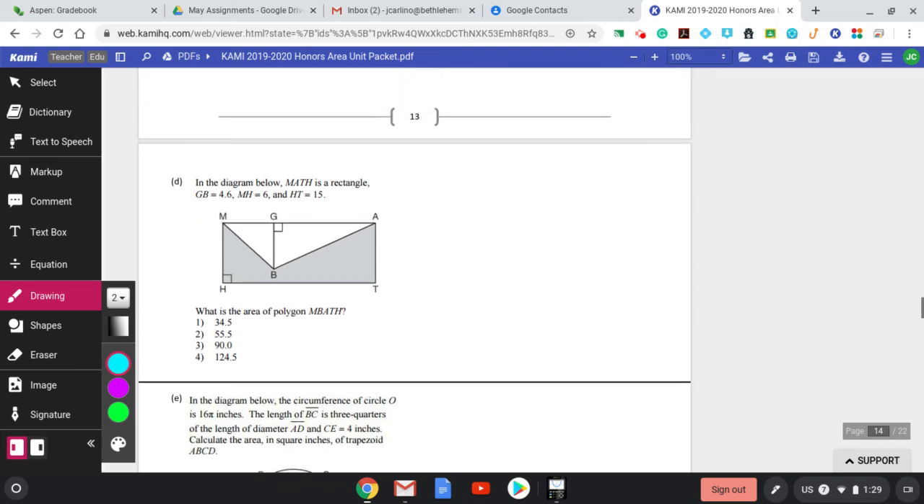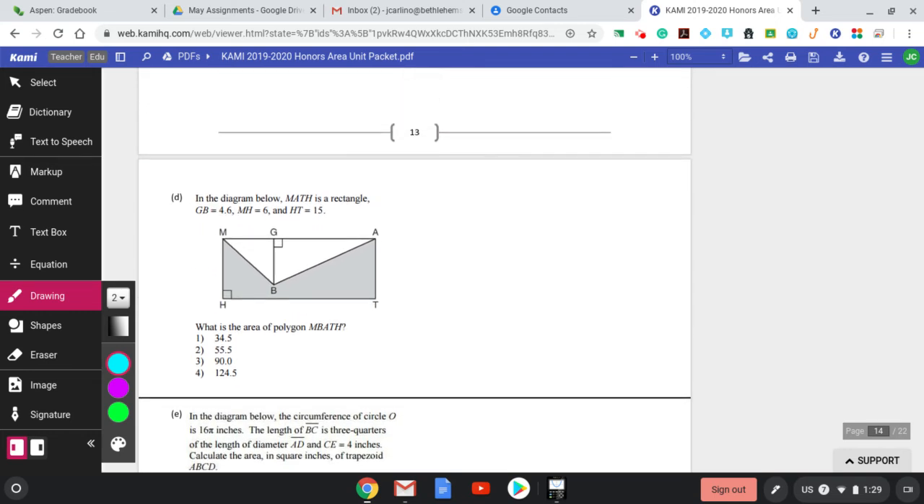D now. Now I'm looking for the area of that shaded region. It's telling me that MATH is a rectangle, and they're giving me some other values, which I should probably write down. GB is 4.6. MH is 6. HT is 15. And I think what's the area of MB?